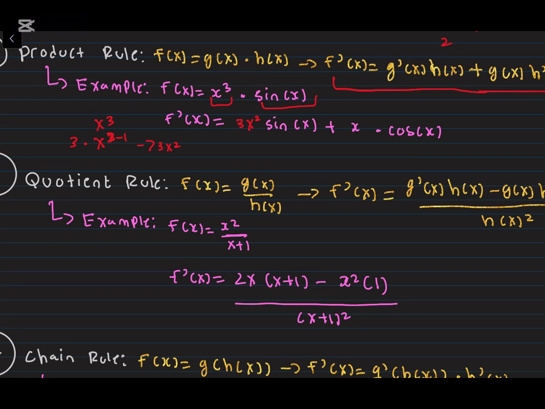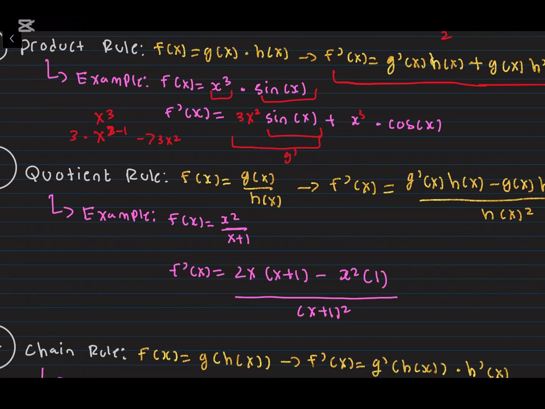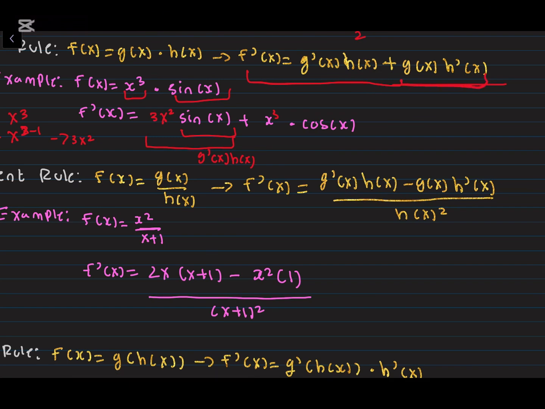And then again, h of x is left untouched. So this part is left untouched and just left to sine x, right? So now you've completed your term for the derivative of g of x times h of x. So now we're going to try to do our second term, our g of x times our derivative of h of x.